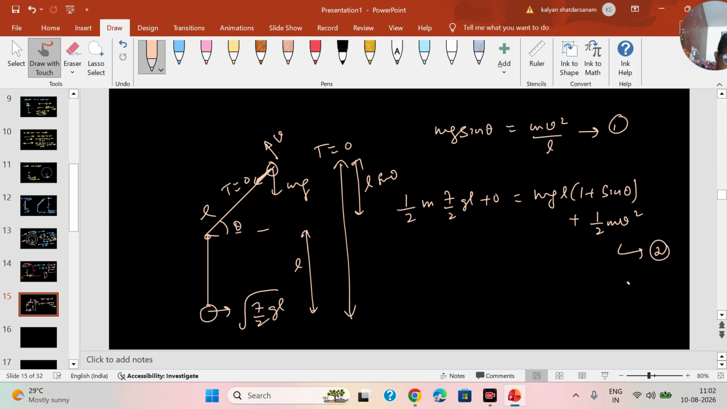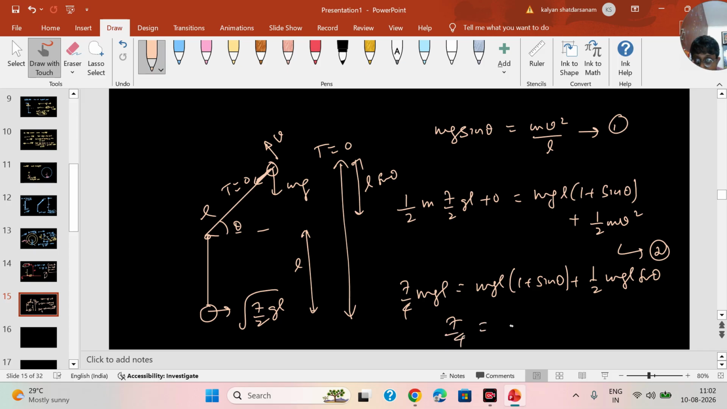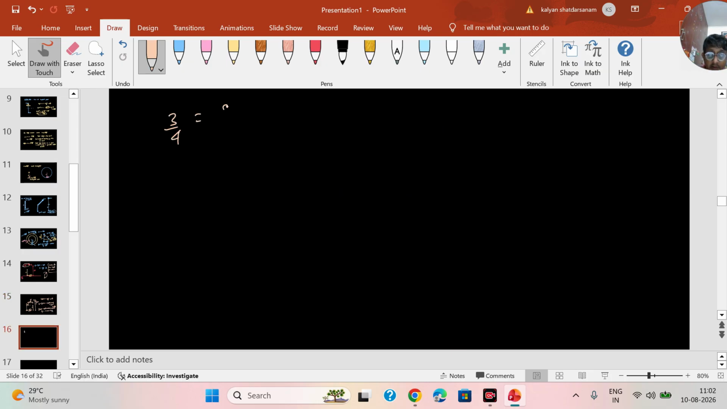So I have applied Newton's law in the radial direction and work energy, which are our two core concepts in this chapter. From here, can I get theta and v? Yes, two equations, two unknowns. So let's solve it. 7 by 4 mgL is mgL into 1 plus sine theta plus half mv square. But mv square from the first equation is mgL sine theta. So mgL can be cancelled. 7 by 4 is 1 plus sine theta by 2. So I get 3 by 4 is 3 by 2 sine theta, so sine theta equals half, or theta is 30 degrees.